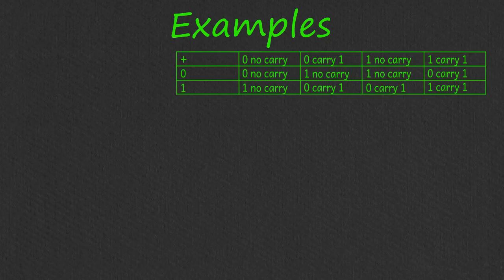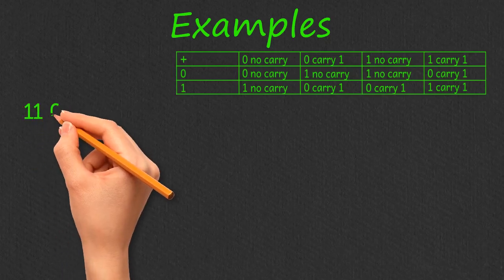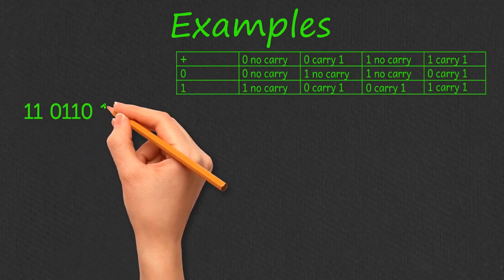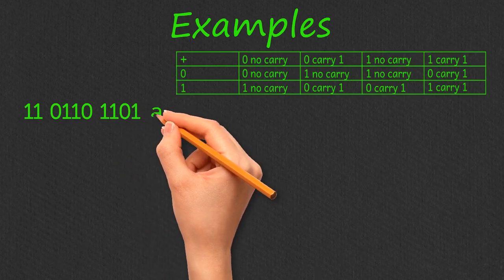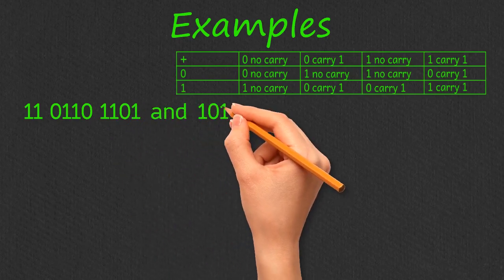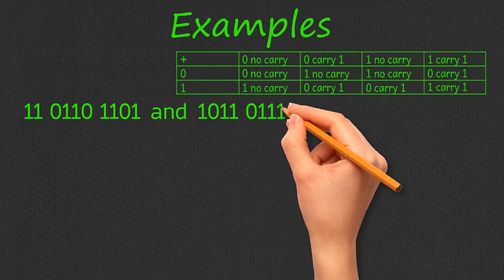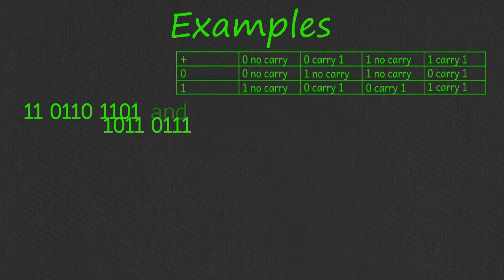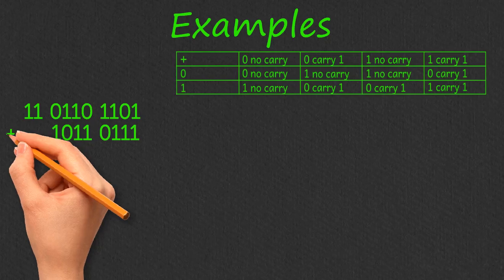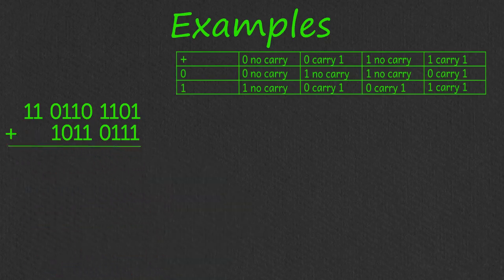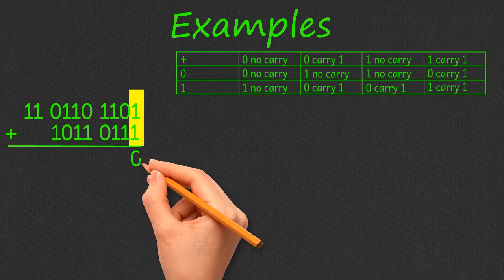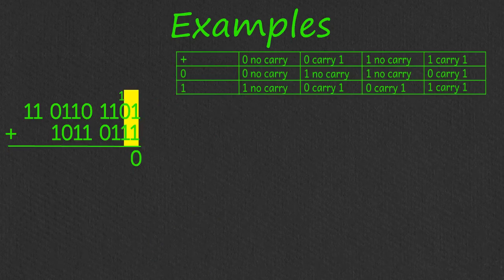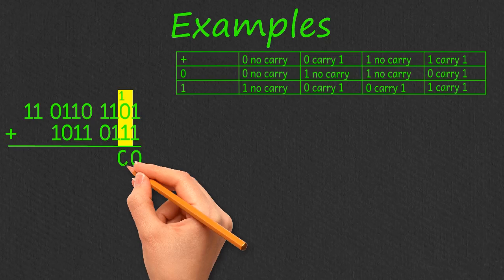The two numbers we will add together are 1 1 0 1 1 0 1 1 0 1 and 1 0 1 1 0 1 1 1. Again, we line them up in the correct position. Now we are ready to add these two binary numbers together. In the rightmost column, the unit column, we add together 1 and 1 and they make 0, carry 1. In the next column on the left, we have a carry of 1, 0 and 1. They make 0, carry 1 again.